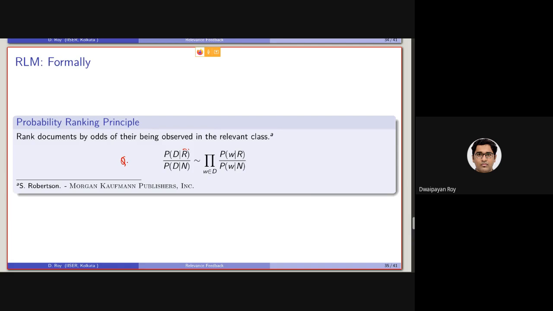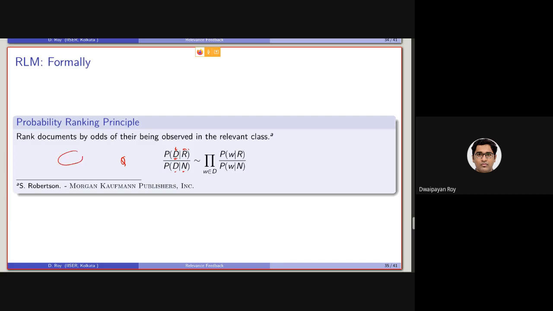Now, a way of basically ranking these documents D, which belong to this R, is based on their odds ratio. So the odds ratio is probability of D given R divided by probability of D given NR or N. That is how likely the same document will be selected from the relevance set divided by how likely the same document will be selected from the non-relevance set.